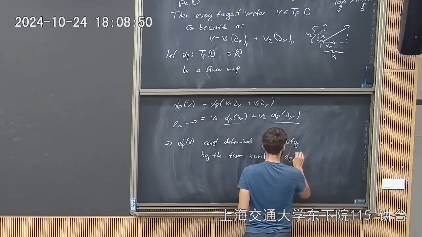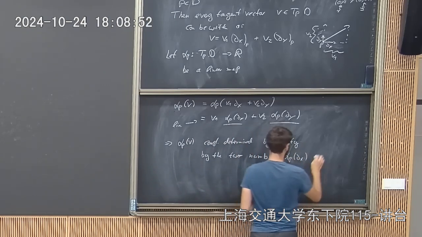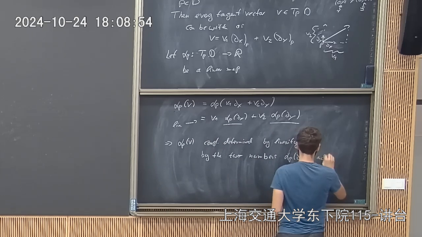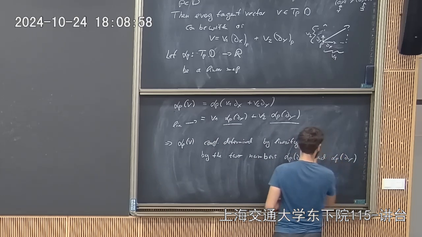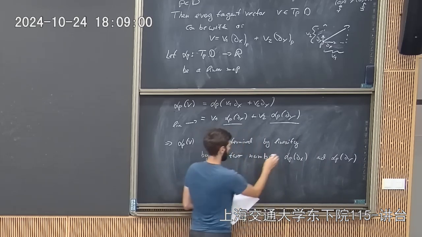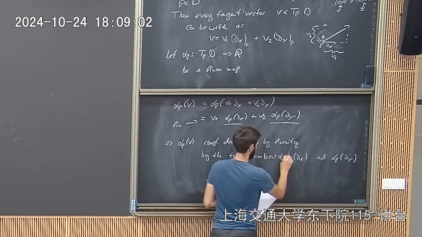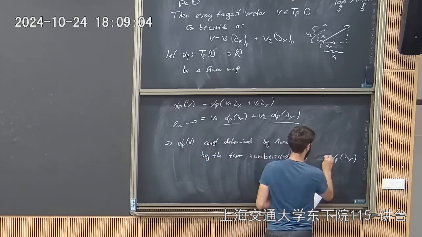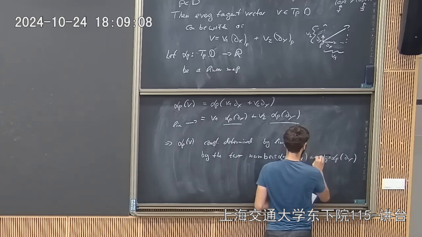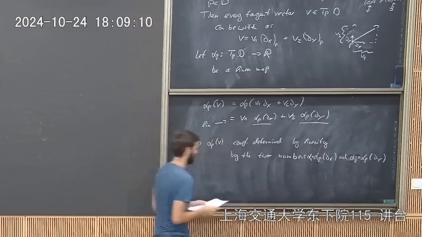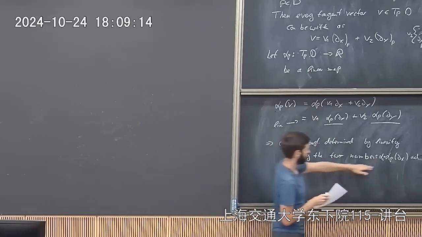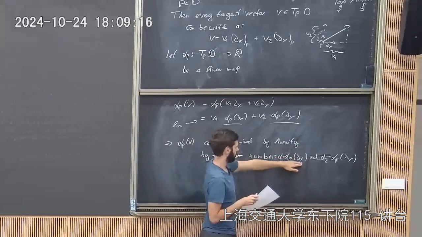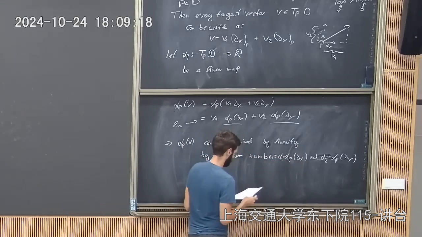Which will be alpha p evaluated on the vector dx and alpha p evaluated on dy. I will call these numbers alpha 1 and alpha 2. So these are just two numbers. For every fixed p, I have a certain vector and I plug that into alpha.